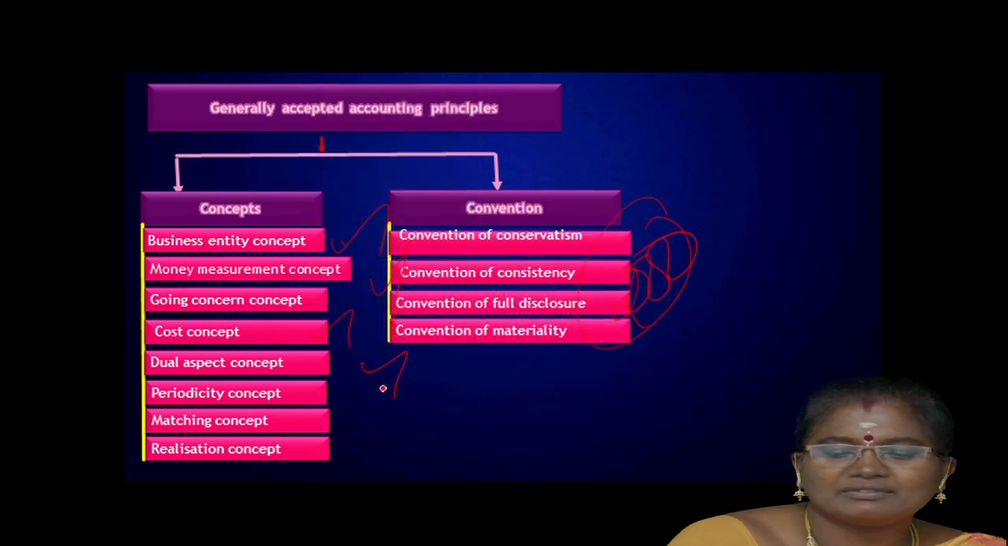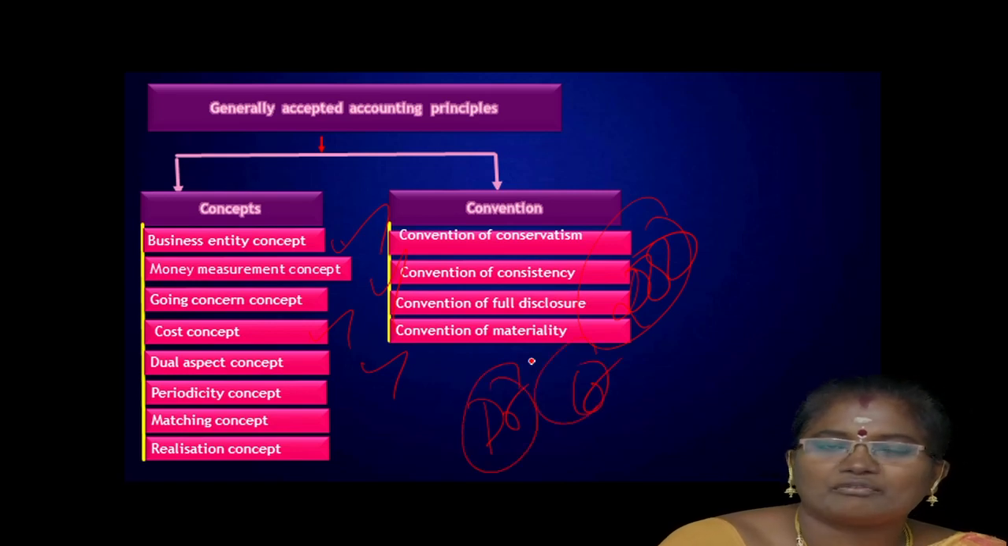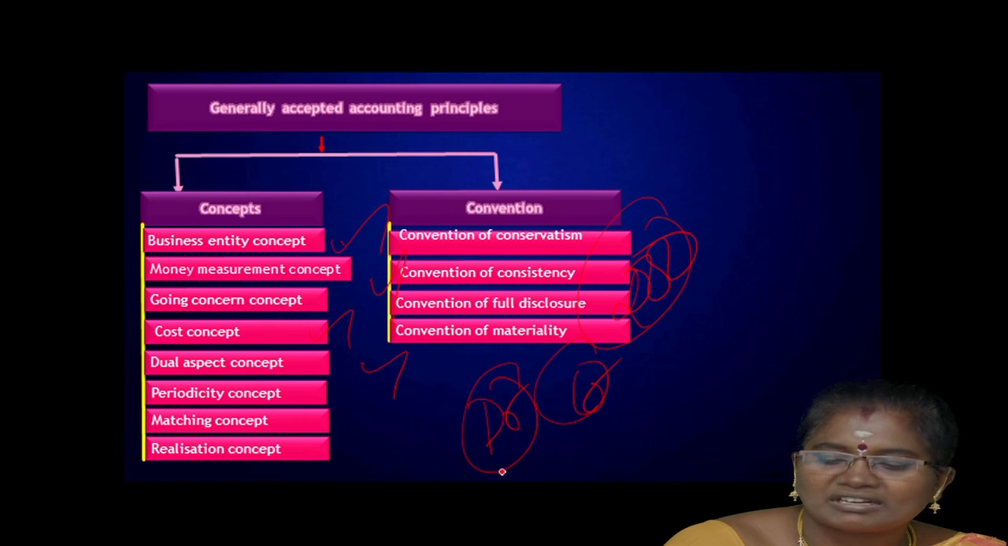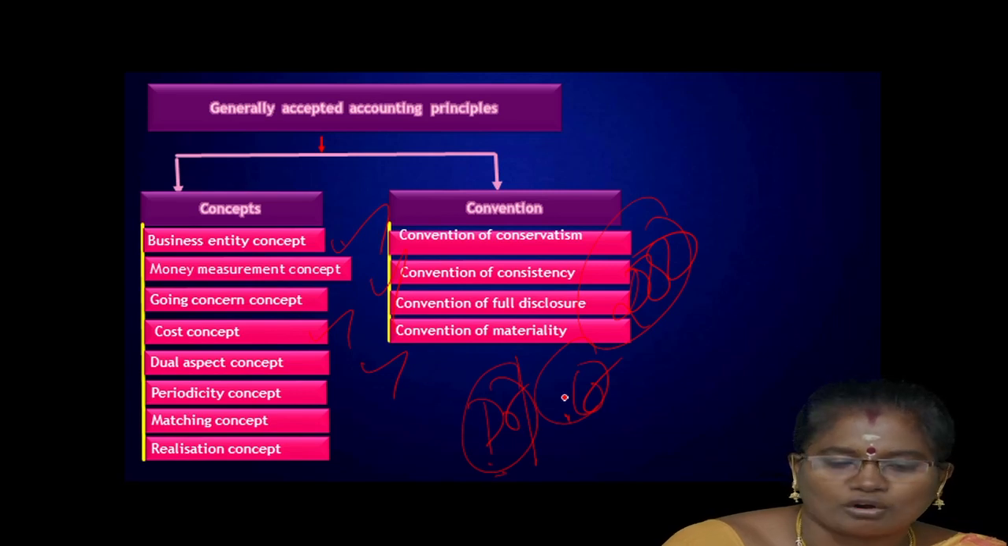Then dual aspect: for each and every transaction there are two terms called debit and credit. For each and every transaction there will be one receiver and another one will be the giver. There will be a debit and there will be a credit. So both aspects have to be recorded in the book.